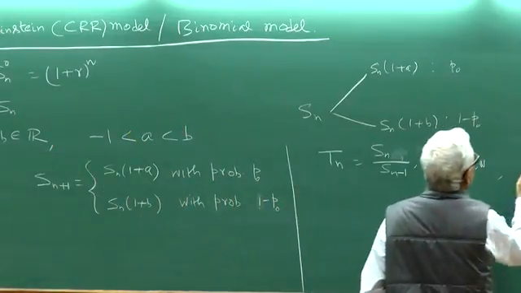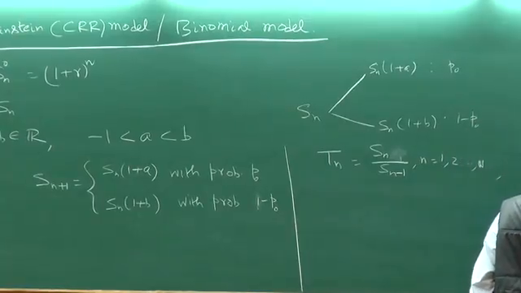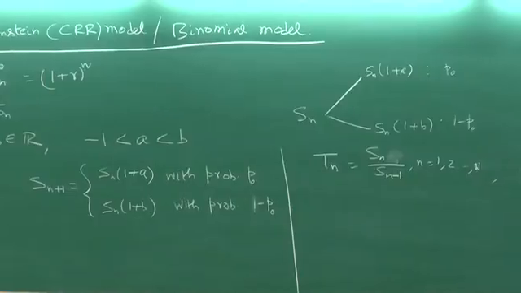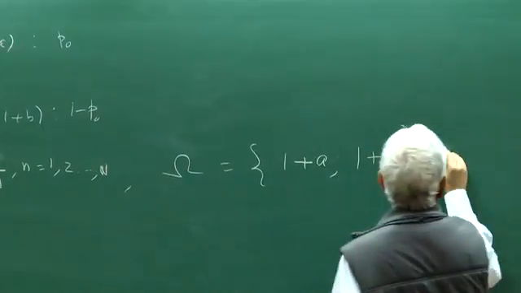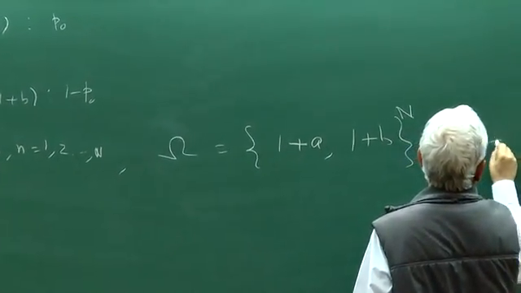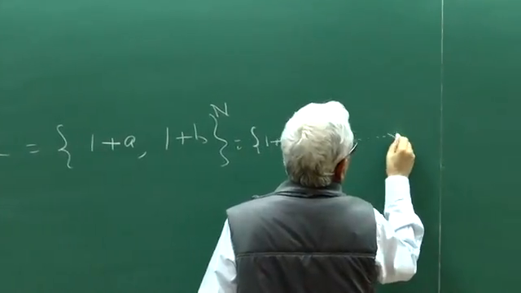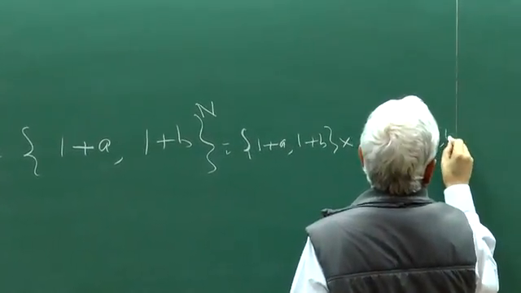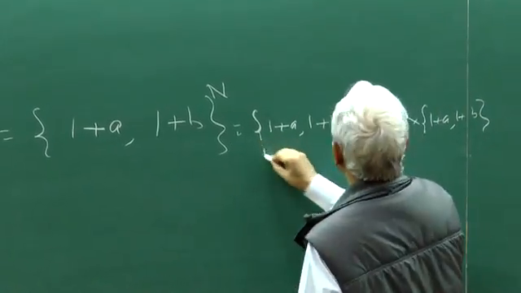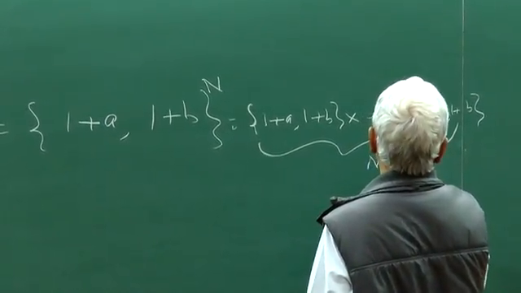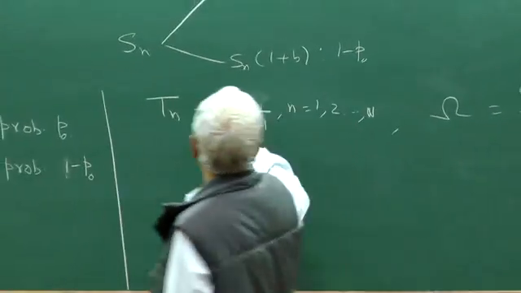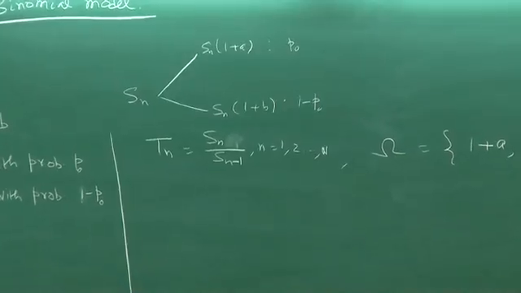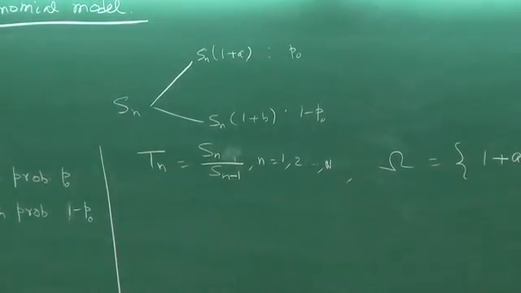Now, what is omega? Omega is basically {1 plus A, 1 plus B}. This is a set, and take the n product. This is the Cartesian product of {1 plus A, 1 plus B}, two values. How many times have you multiplied? N times. Right? So what is each omega? Each omega gives you the successive values of relative changes, successive values of Tn, right?